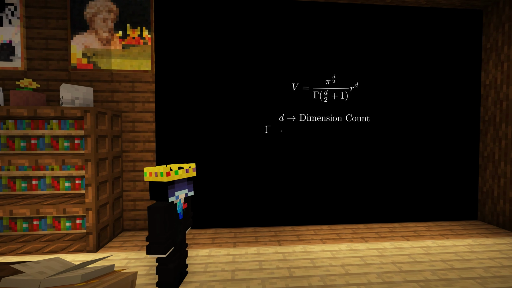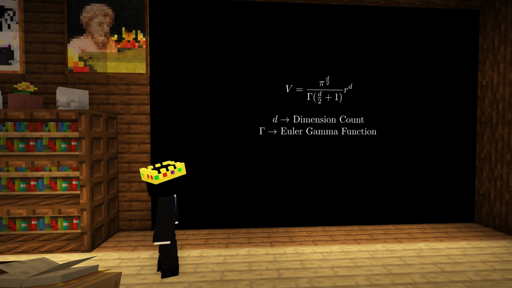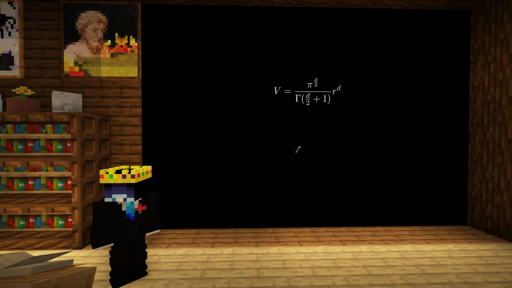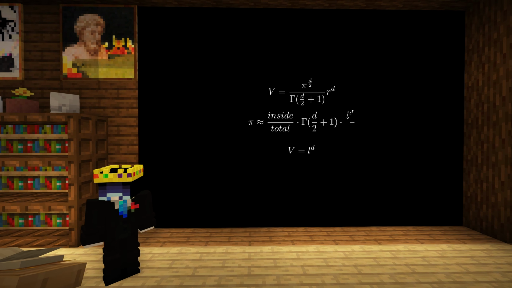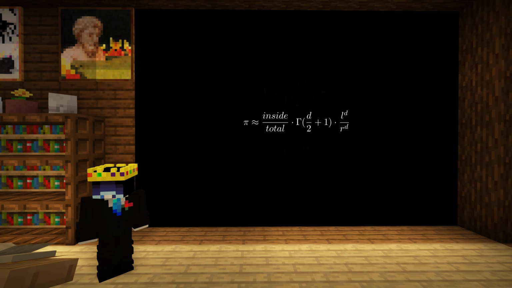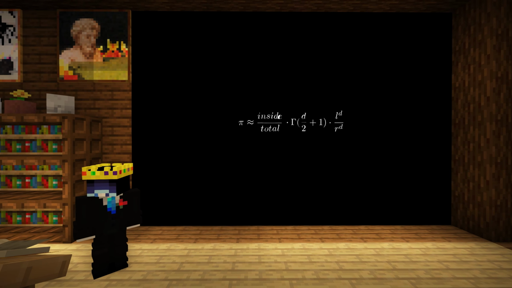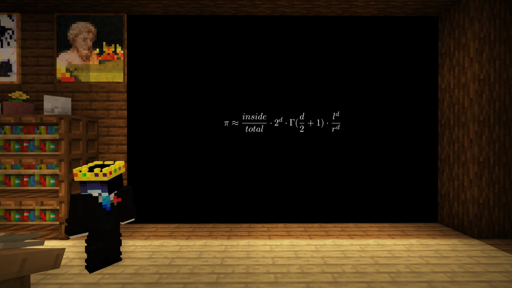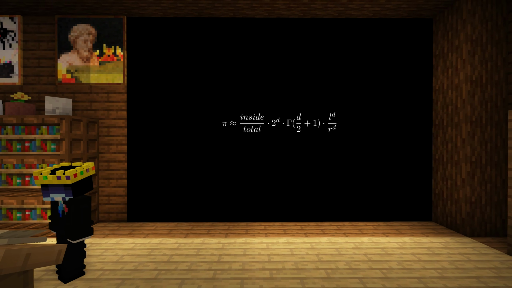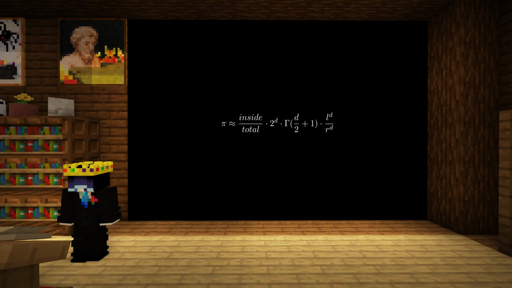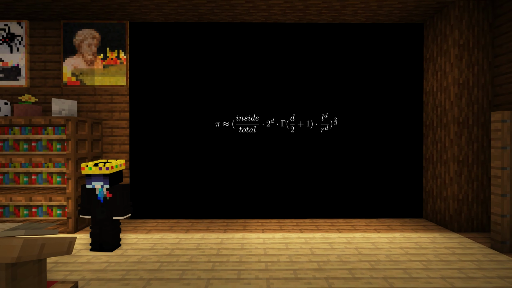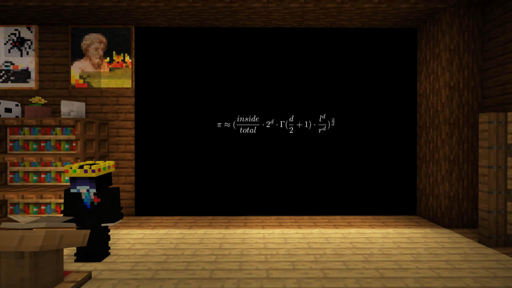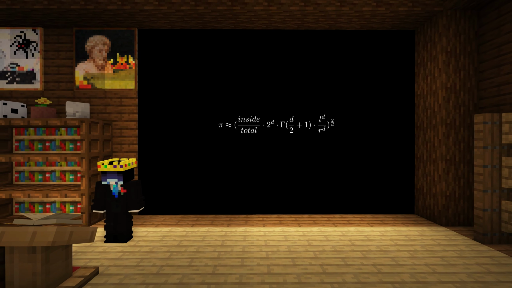Here d represents the dimension count. This weird thing is the Euler gamma function, and r is our radius. And our cuboid is v equals L to the power of d. Since we also want to stick in the positive real numbers, we also have to add this term here, 2 to the power of d, to find the fraction of the manifold that we are looking at. And as our last step, we need to normalize our equation, which brings us to our final equation of pi equals inside divided by total times 2 to the power of d times the gamma function of d over 2 plus 1, all raised to the power of 2 over d.